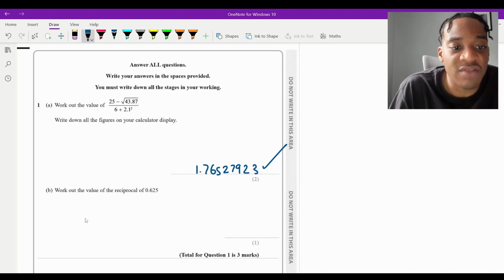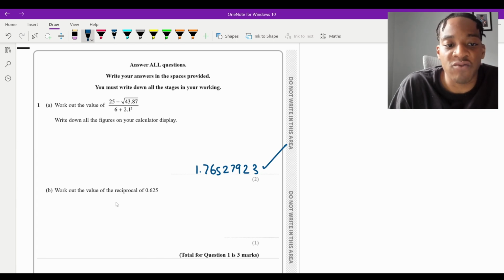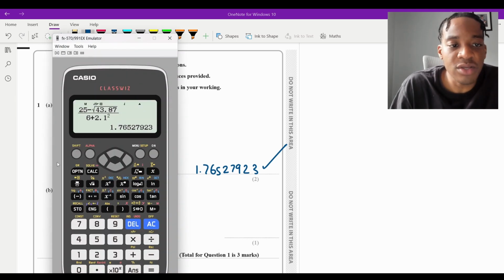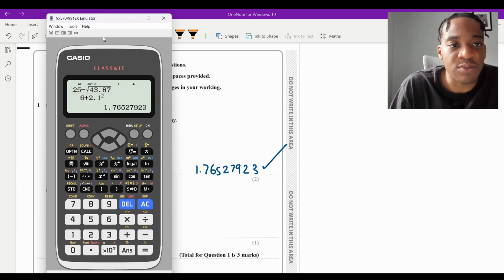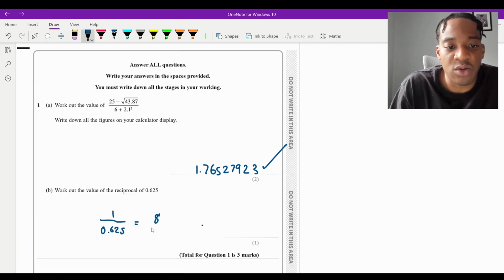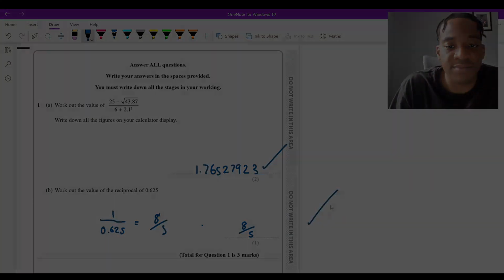Part B says we need to work out the value of the reciprocal of 0.625. Now remember, the reciprocal just means 1 over your number. So in this case, all you're going to do is 1 over 0.625. Punch this into the calculator and see what it gives you. I'll do it here. 1 over 0.625. And this gives us 8 over 5. So therefore the answer is just 8 over 5. I'll put it here. And that is question 1 finished.